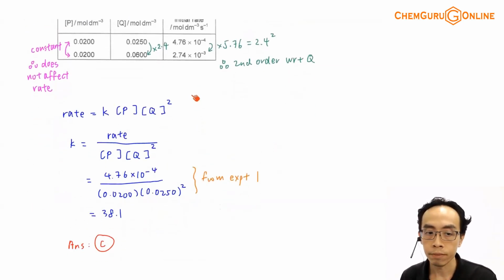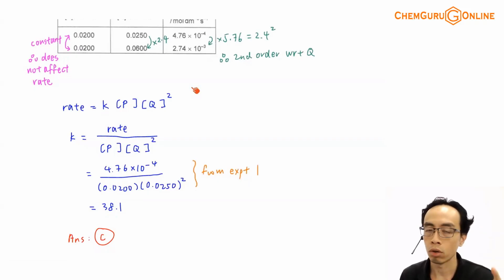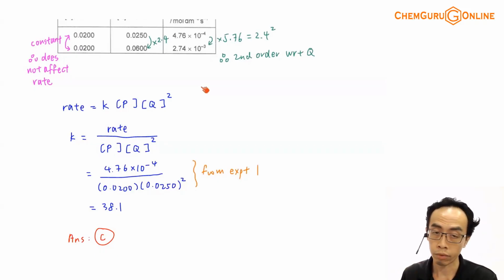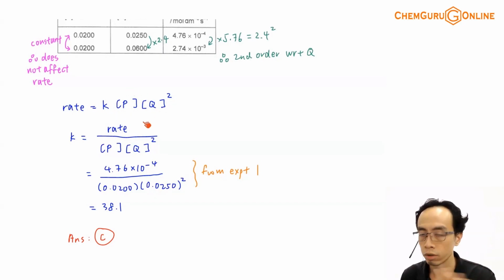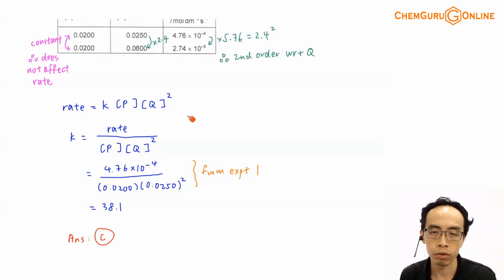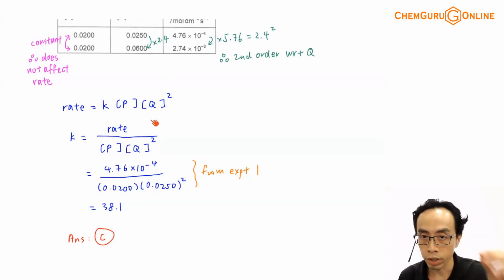So once I've determined that the order of the reaction with respect to P is order 1, and with respect to Q is order 2, I can write out my rate equation. Rate equals rate constant k, concentration of P to the power 1, concentration of Q squared. So the rate equation is here. Of course, the next thing we have to do is solve for k, as the question asks. I rearrange it in terms of k. Rate constant k equals rate divided by concentration of P and concentration of Q squared.